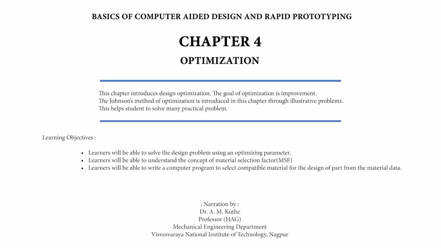M equals Fl by 4, Z equals pi d cube by 32, and I equals pi d raised to 4 upon 64, where M is the moment and Z is the section modulus. Number 2, to identify the variables.